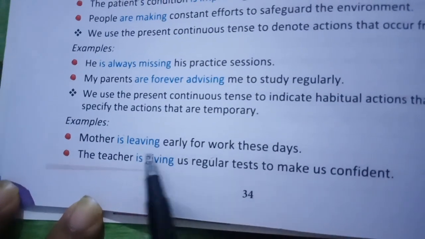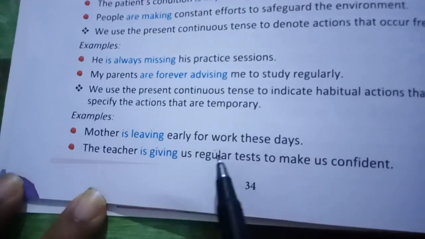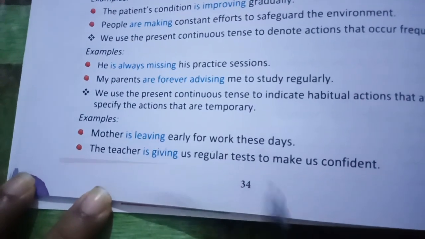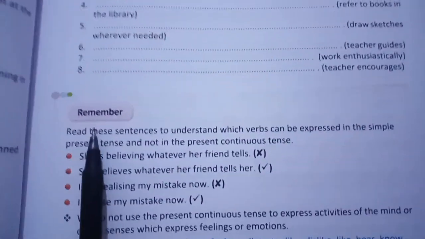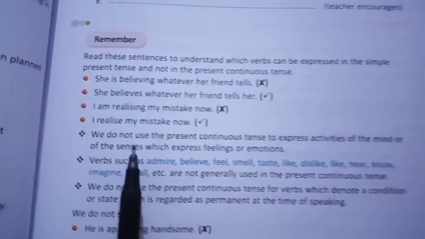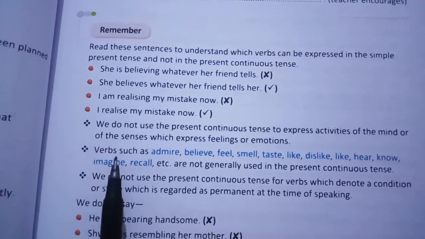So it is temporary actions, but it is happening right now in the present. So these are a few uses of present continuous tense. And here on the next page you see this column is given as Remember. It's very important because there are such verbs in which we are not using the present continuous tense.